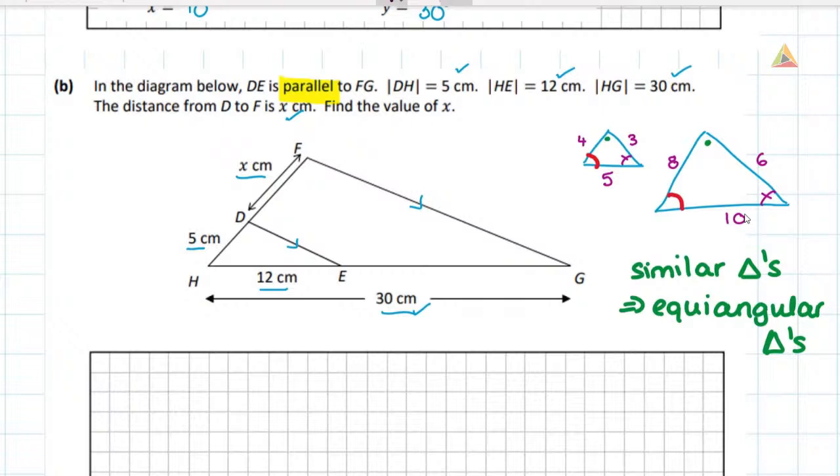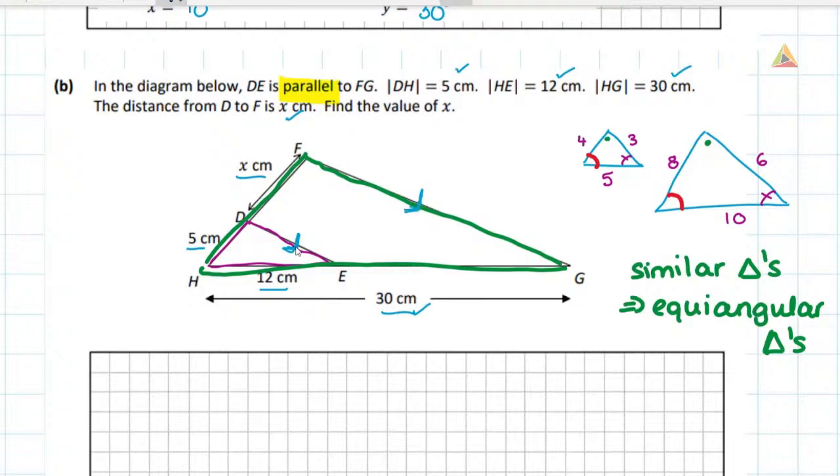Now, we don't have two separate triangles here, but I can see that we have a triangle from H to E to D, and we have another triangle that's from F to H to G. Okay. So I have these two triangles, and I want to see if they are similar triangles.